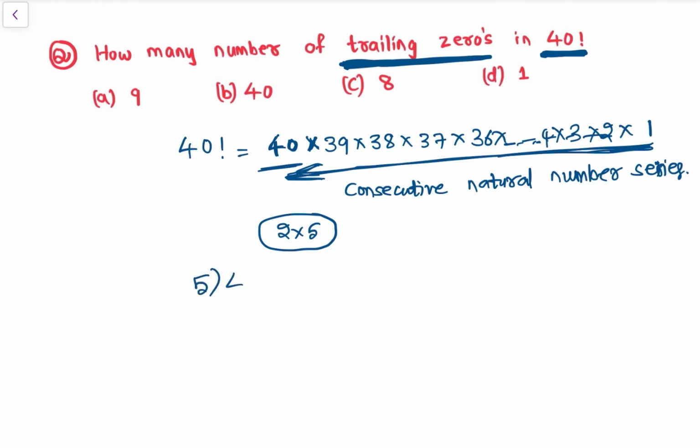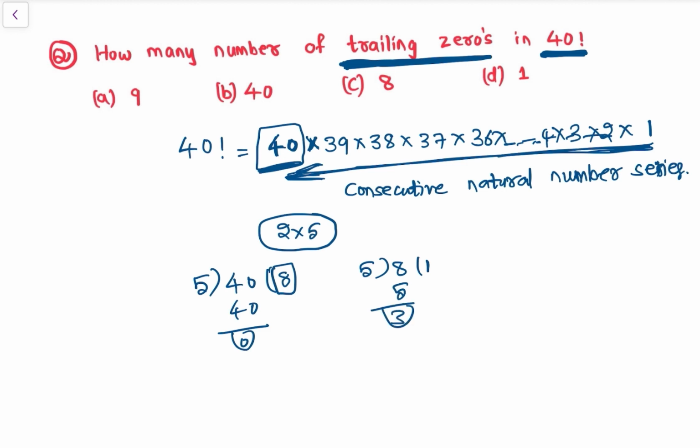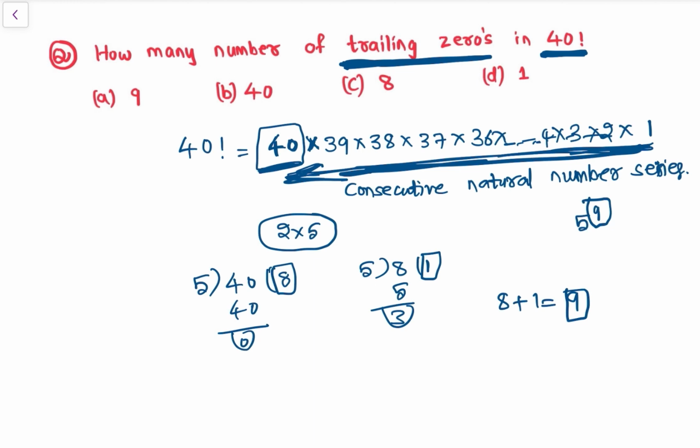So the biggest number of the consecutive series, 40, will be taken and divided by 5. 8 fives are 40. Then again this 8 is divided by 5: 5 ones are 5 and the remainder is 3. So 8 plus 1 would be 9. So the number of 5s is 5 to the power 9, and we know that in this expression the number of 2s will obviously be larger. So 9 would be the answer.